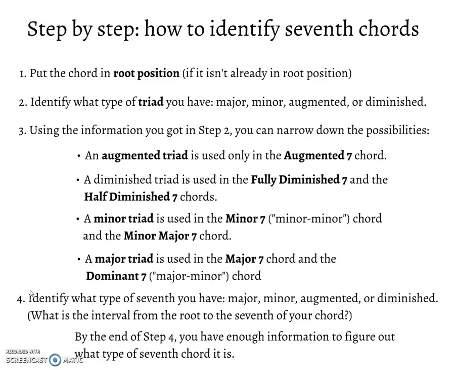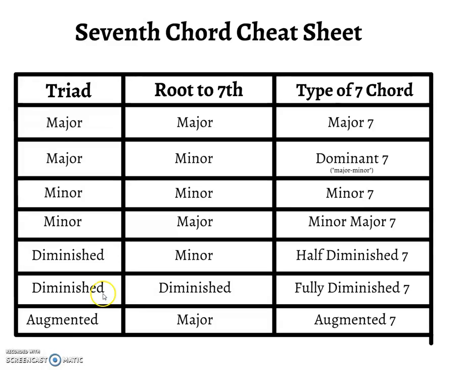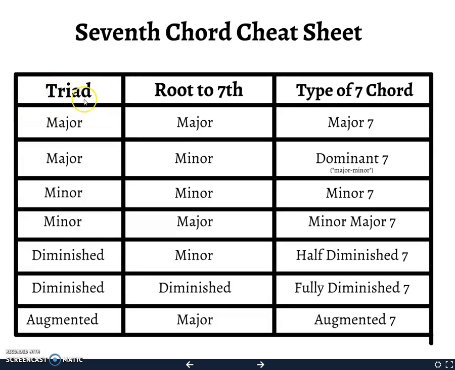Here is your cheat sheet. Okay. The type of triad you have, the interval from root to seventh. Here's the type of seven chord that you have. So, if you have a major triad and it's a major seventh from root to seventh, you have a major seven chord. A major triad with a minor seventh on top is a dominant seven chord. Think of it as a major minor chord, but don't call it that. If you have a minor triad and a minor seventh, that's a minor seven chord, and you get the idea.